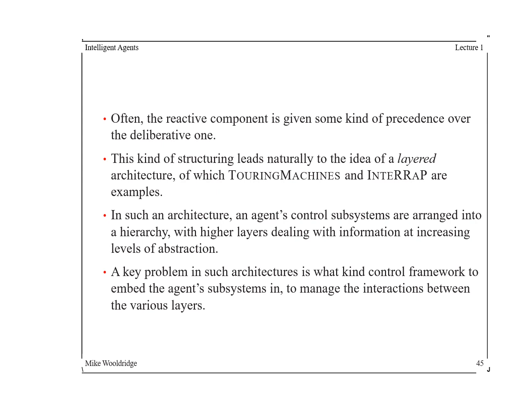This kind of structuring leads naturally to the idea of a layered architecture, of which TouringMachines and InteRRaP are examples. In such an architecture, agent control systems are arranged into a hierarchy, with higher levels dealing with information at increasing levels of abstraction. The key problem in such an architecture is what kind of control framework to embed the agent's subsystems in, to manage the interactions between the various layers.